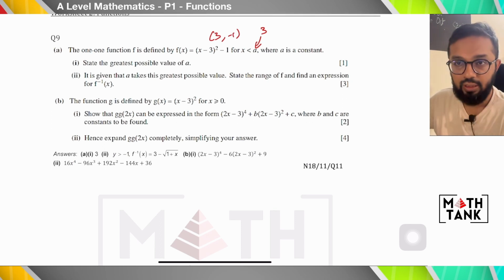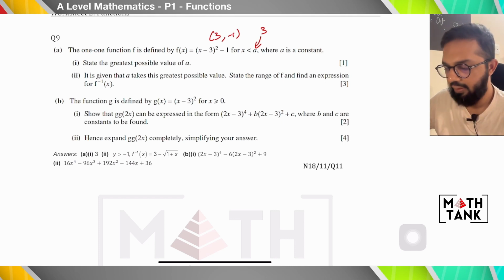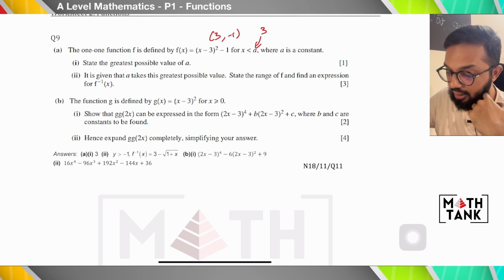Okay, question number 9 says state the greatest possible value of a. So a is basically the turning point. It is given that a takes this greatest possible value. So now the domain of the function is x is less than 3. Okay, state the range of f and find an expression for f inverse.